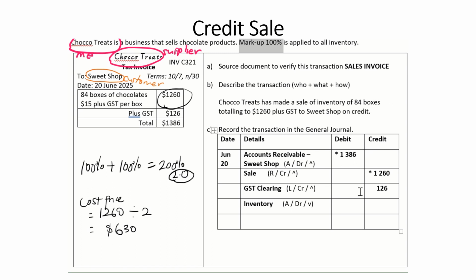And that, guys, is the amount we are going to be entering for the inventory on the credit side, because inventory is decreasing. And we now recognize the cost of sales, which is an expense, debit going up, 630 on the debit side.